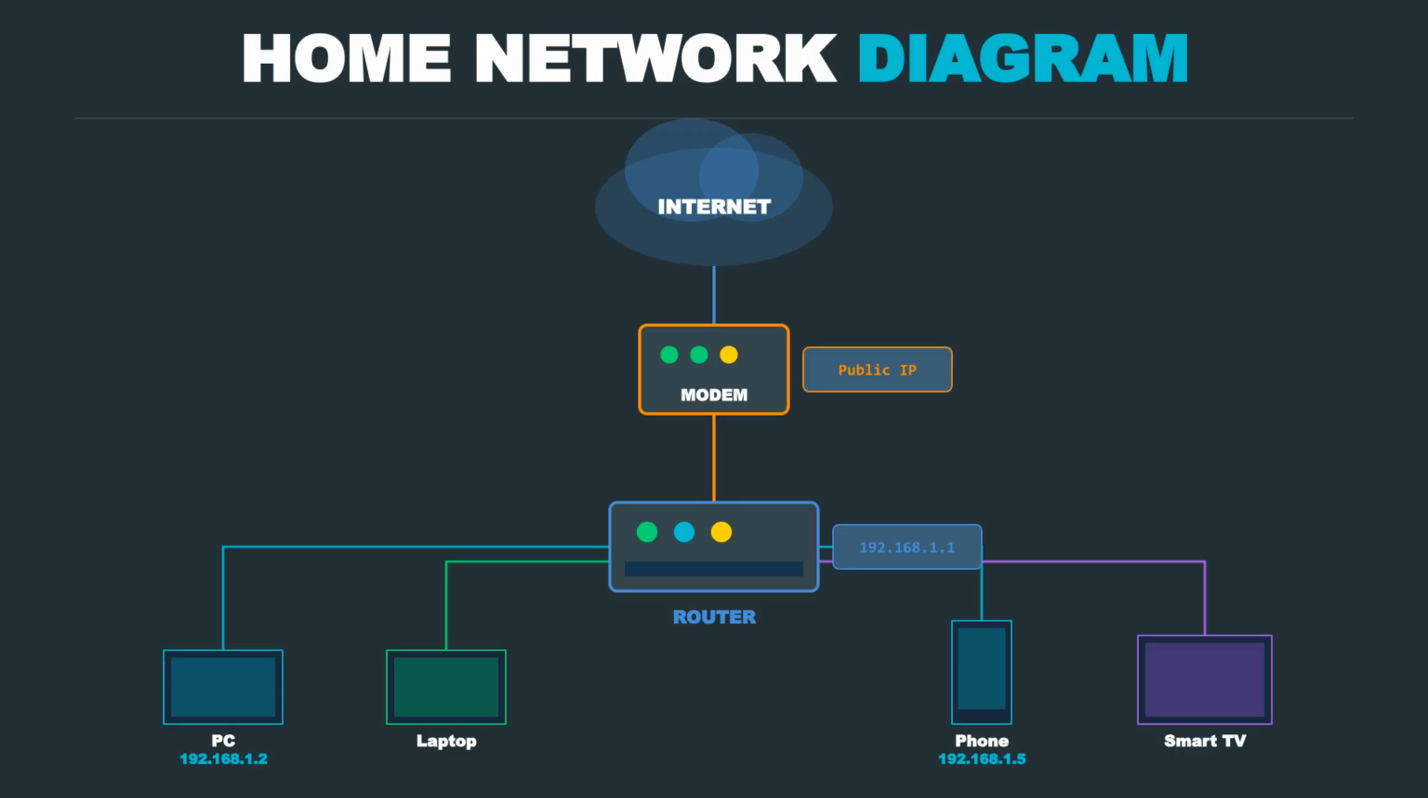In a home network, the modem connects to the internet. The router then connects to the modem, acting as the local gateway. The router assigns private IP addresses, like the 192.168.1.x range, to all connected devices in the local area network, or LAN.